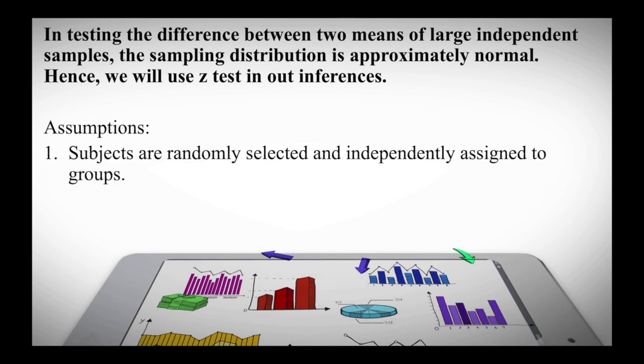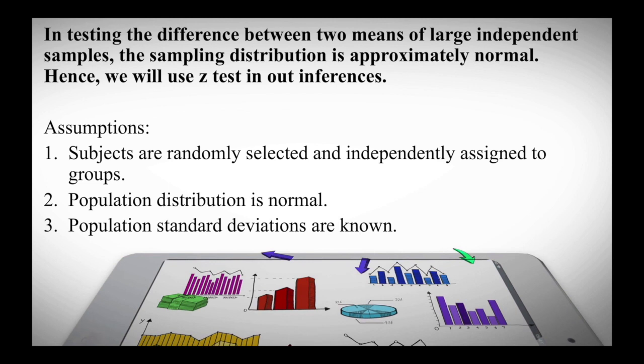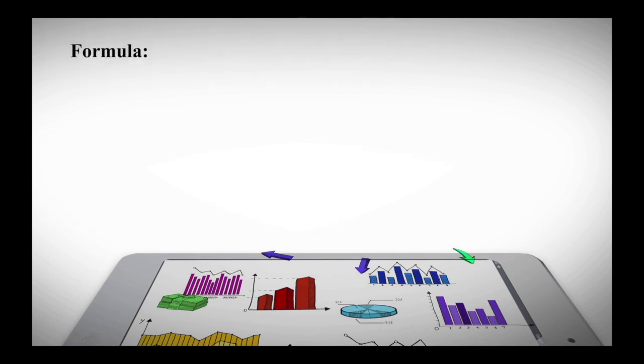Now, for the assumptions, the first assumption in this topic is that the subjects are randomly selected and independently assigned to groups. Next, we have the population distribution as normal as our second assumption. And the third one, the population standard deviations are known. Now, regarding the formula, we are going to use two formulas. Let's have our first one.